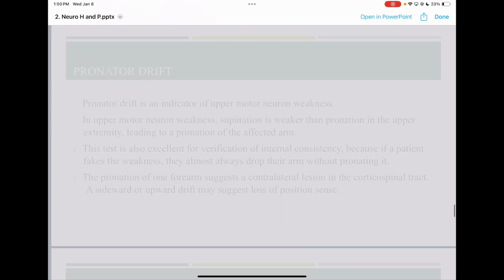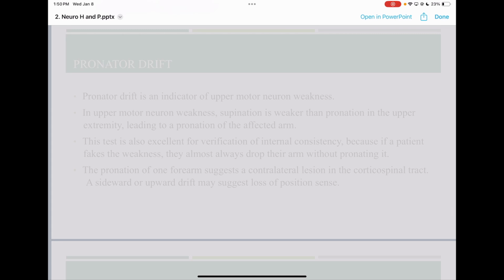Pronator drift, okay, you guys do this. What's pronator drift? Have your hands out and just watch. Do they start dropping or whatever? Again, upper motor neuron weakness if they have pronator drift. Supination is going to be weaker than pronation in the upper extremity, leading to pronation of the affected arm. Also very good for internal consistency, because if they fake the weakness, they'll always drop their arm without pronating it.